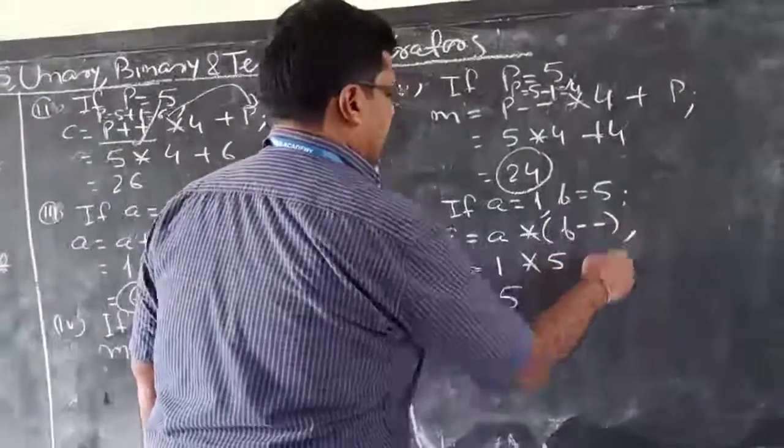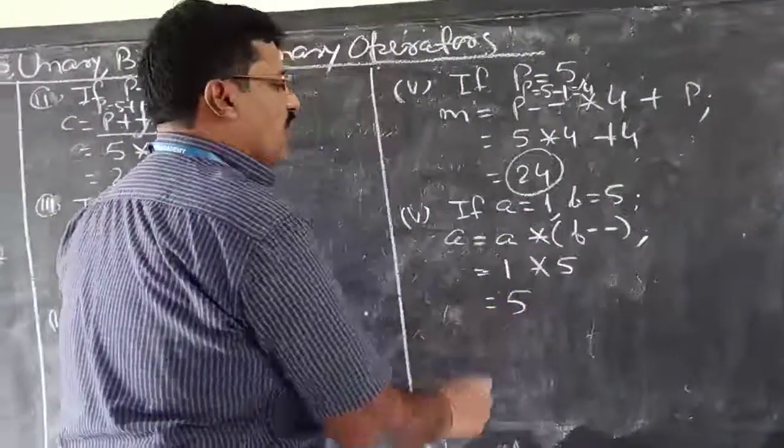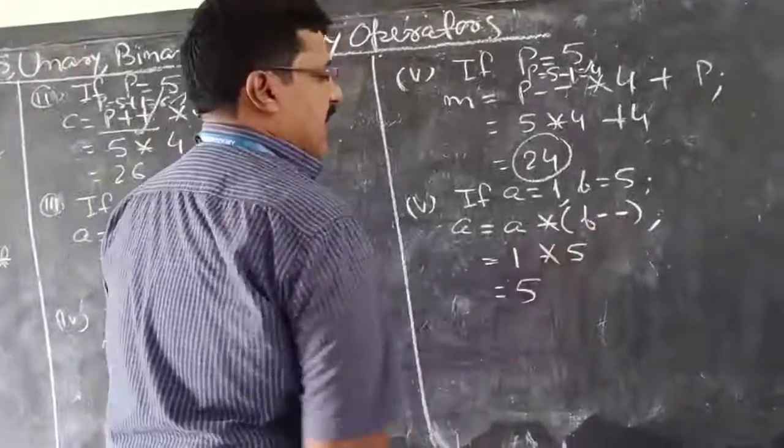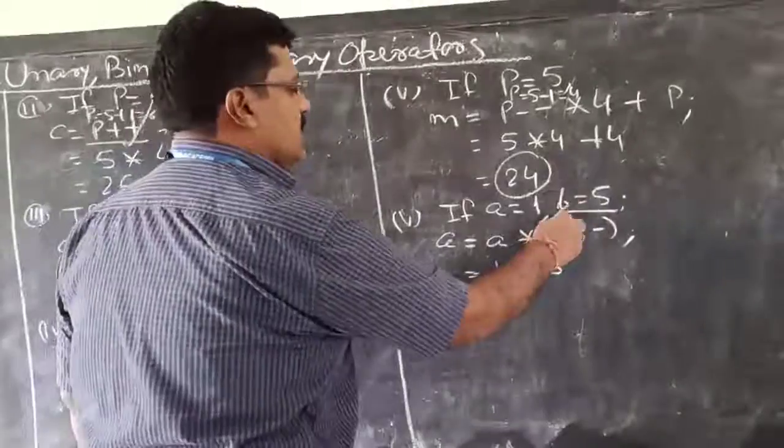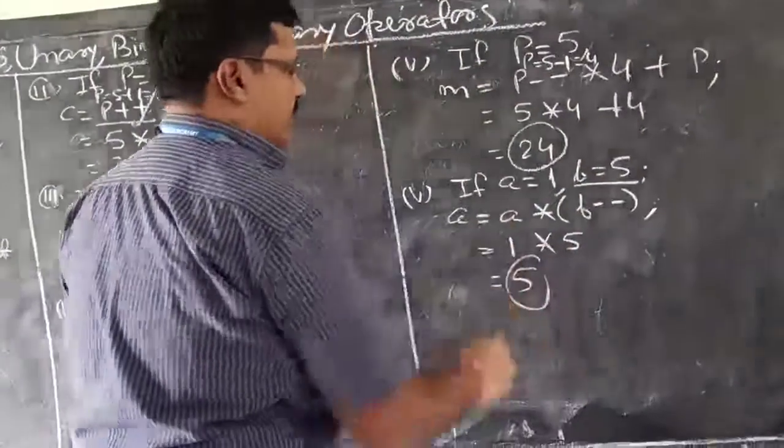Last example. If a equal to 1 and b equal to 5, then a equal to a * b--. The a value is 1, so 1 into b--. Use the initial value. The b value is 5. So 1 into 5, 5.